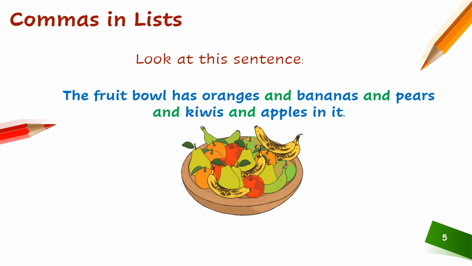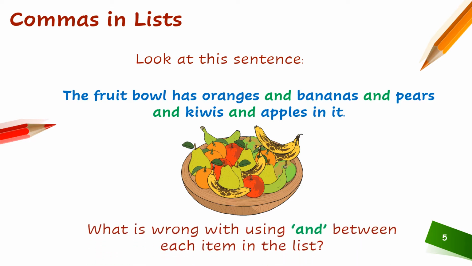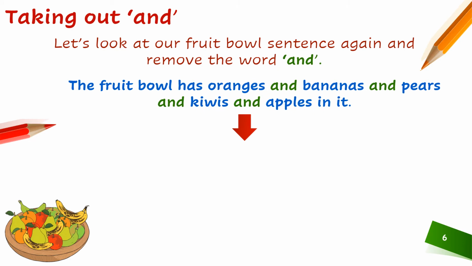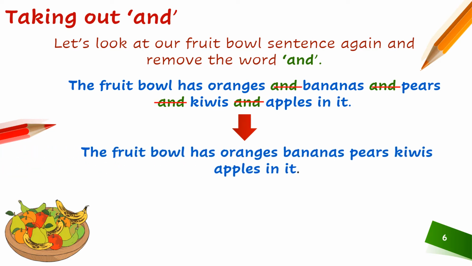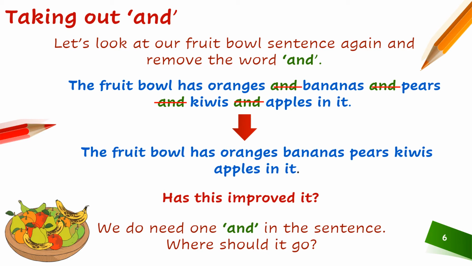Look at this sentence. The fruit bowl has oranges and bananas and pears and kiwis and apples in it. What's wrong with using and between each item in the list? Let's look at our fruit bowl sentence again and remove the word and. It now reads, the fruit bowl has oranges, bananas, pears, kiwis, apples in it. Has it improved it? We do need one and in the sentence, but where should it go?